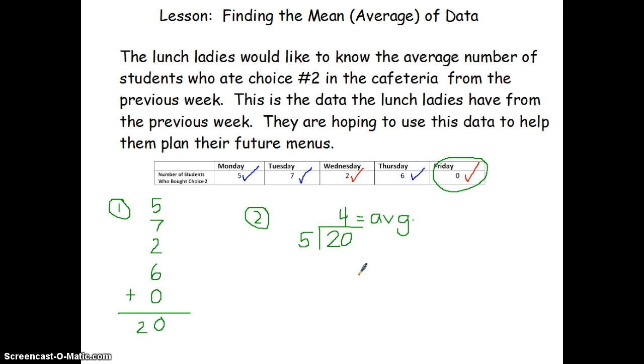It might help them with choosing foods that might be more popular. If they have a smaller average than what they'd like, maybe they might choose foods that might be more popular to encourage more kids to buy lunch.